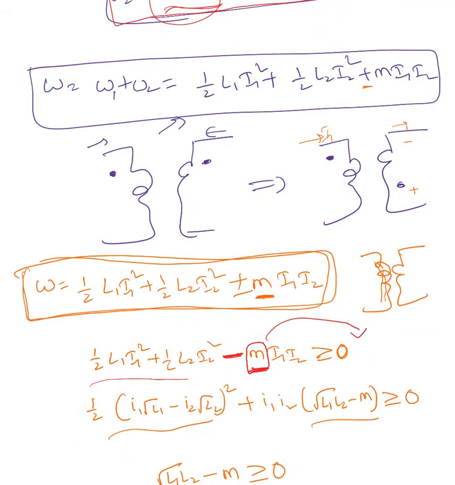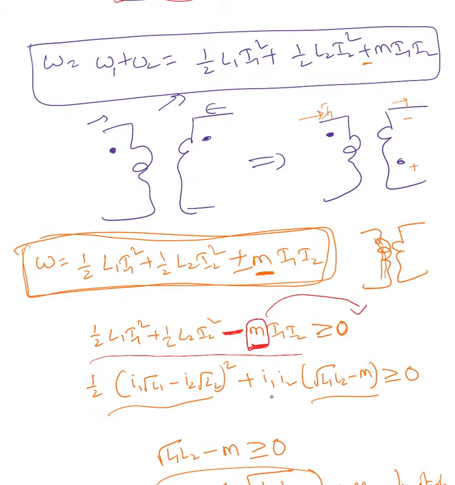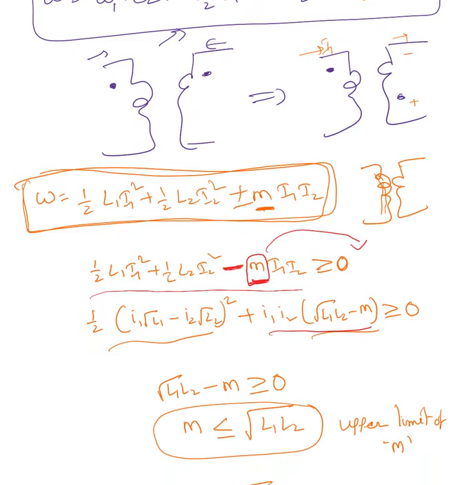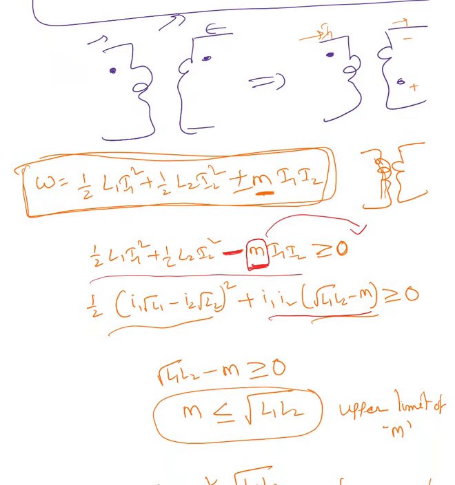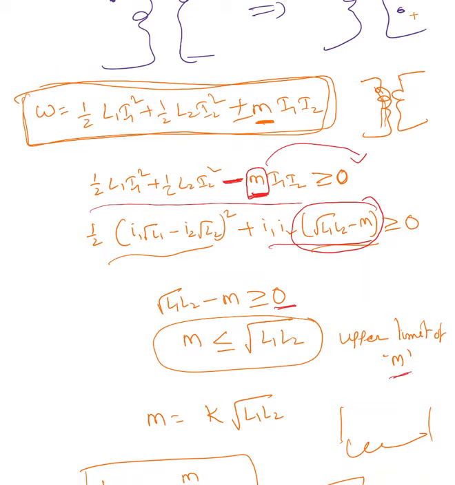And I'm going to write this whole thing as a perfect square: I1 square root of L1 minus I2 square root of L2, whole square. So this is the remaining constant. To find the upper limit of M, I need to make this equal to or greater than 0. So the M value must be less than or equal to square root of L1 and L2. That is the upper limit of M.